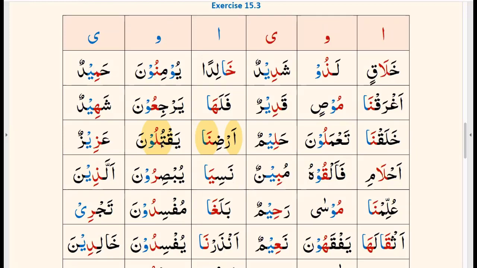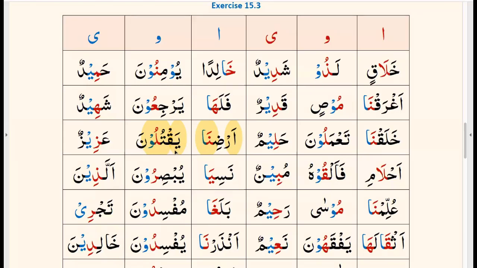Loo. Very nice. We're now going to add in some letters before. Okay. So we have a ta here with a dhamma. So we will say tulu. Tulu. Very nice. We're going to now add these two letters at the beginning here. Yaqtulu. Yaqtulu. Very good. Add on the last letter here.